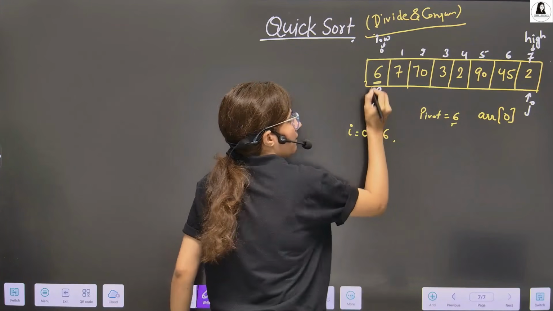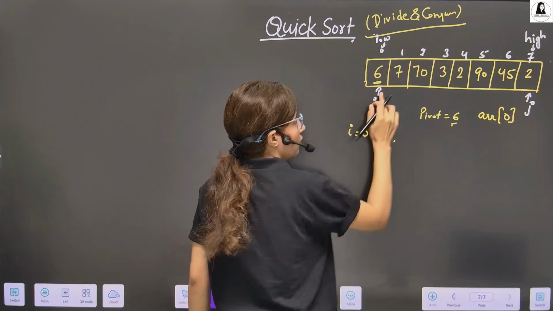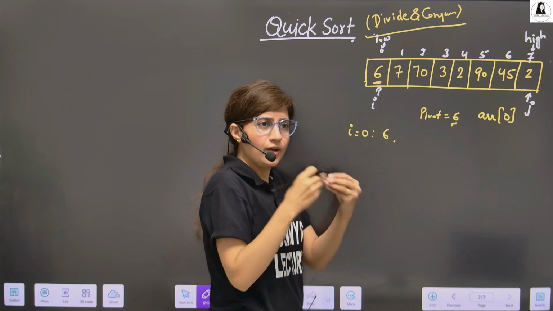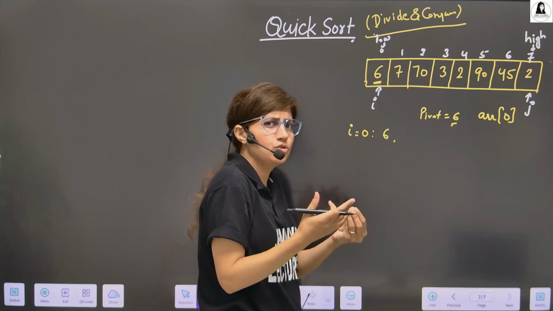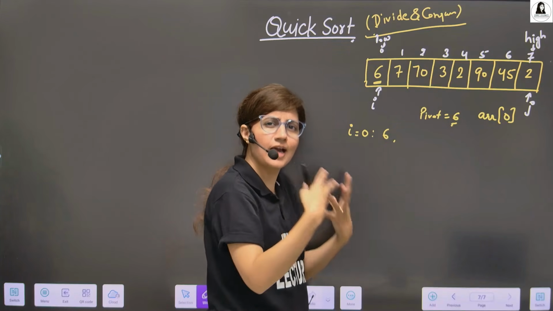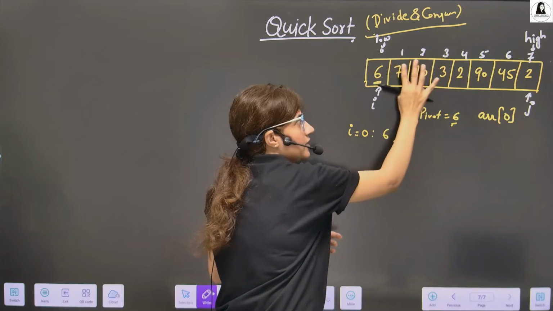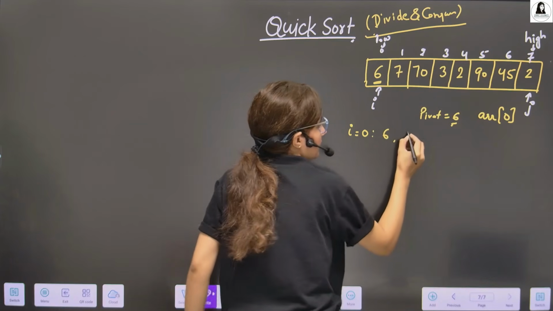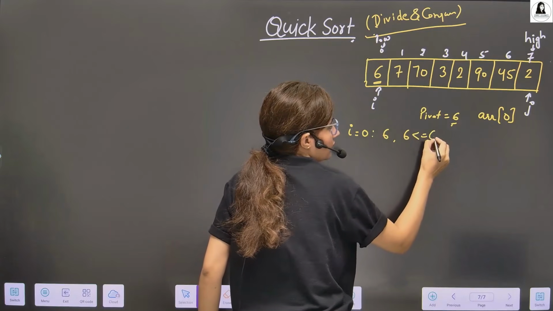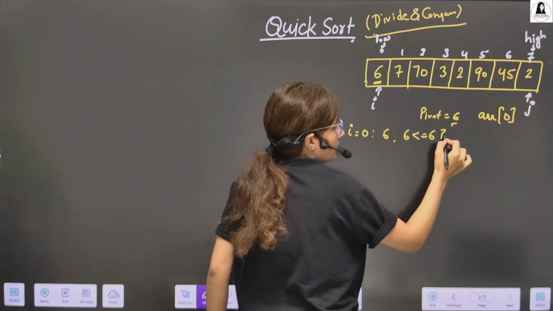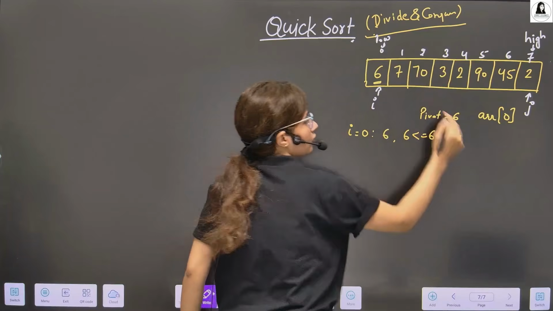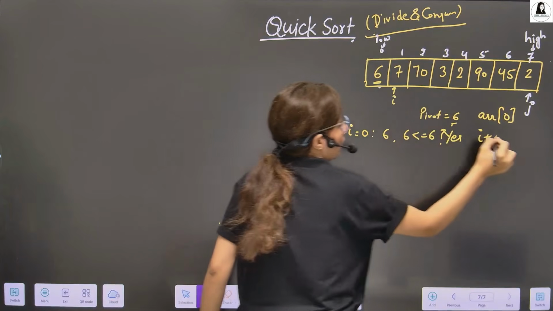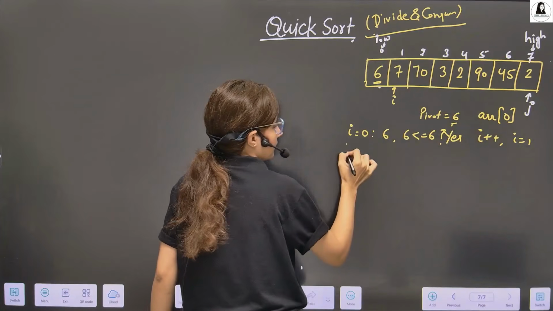So we start comparing from here only. If the value at this side is less or equal, it's okay, we keep going, because that's exactly what we want. The value at this side should be less or equal. So 6 is less than or equal to 6. Yes. So we keep going. So we just do i plus plus. So we just increase this i here. Now i becomes 1.